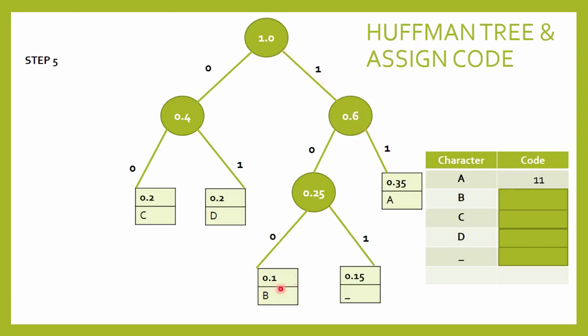And for B, where is B? To get the bits for B, I have to start from the root and go down till the leaves. So this is the path I am going to walk. So I get 1 0 0. Next, for C, I start from the root and walk till the leaf. So it gives me 0 0. Then D, start from root till here, 1 0 1, and then for underscore, start from here this way.